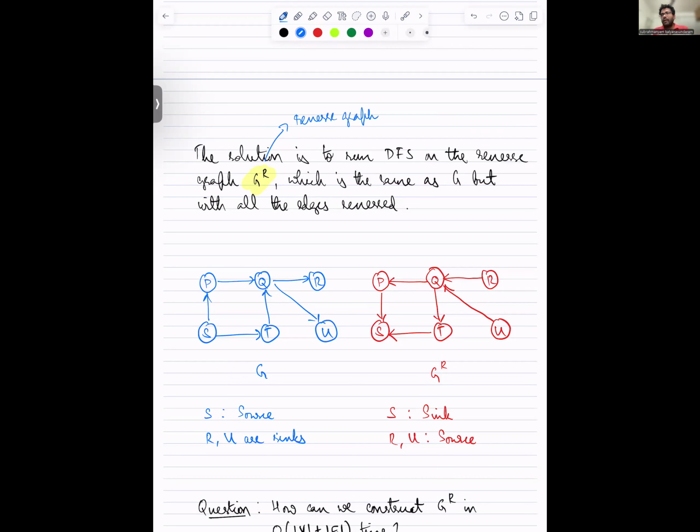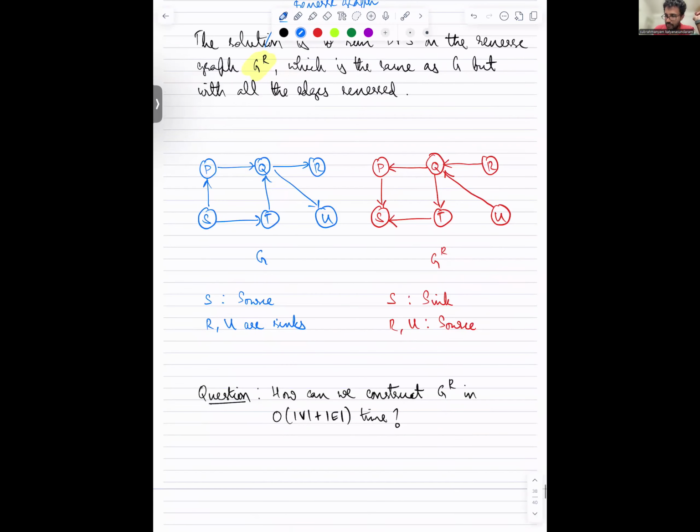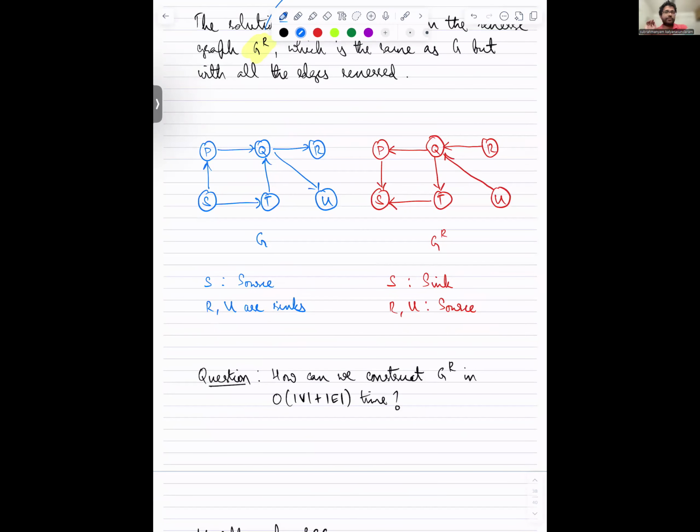We run DFS on the reverse graph and then find a source there, a vertex in a source. And that will be a vertex in a sink in the original graph. Is it clear? So now the question is, how do we construct such a graph?